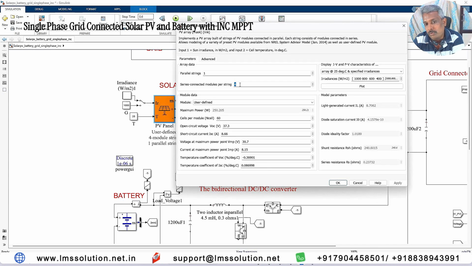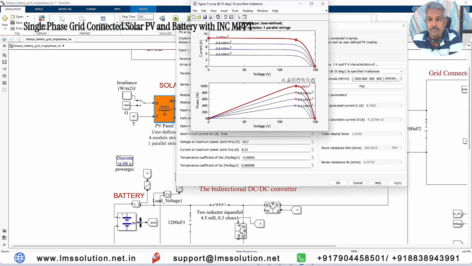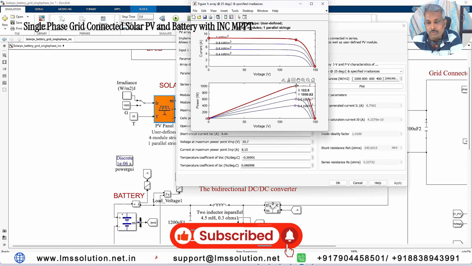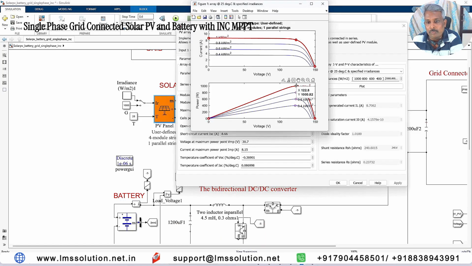If irradiation equals 1000 watts per meter square and temperature equals 25 degrees Celsius, then it can generate a peak power of 1000 watts. When you click that plot, you can see the variation of the IV and PV characteristics. When the irradiation is 1000 watts per meter square, it generates around 1000.82 watts. When the irradiation is 800 watts per meter square, it generates around 800. When irradiation equals 600 watts per meter square, it generates around 598.861 watts. And when irradiation equals 400 watts per meter square, it generates around 396.1 watts. This is a peak point.